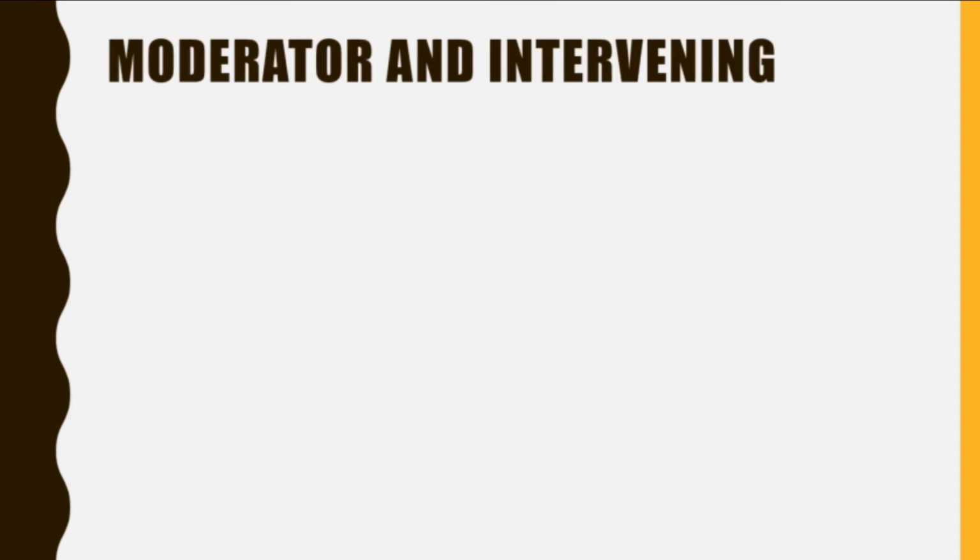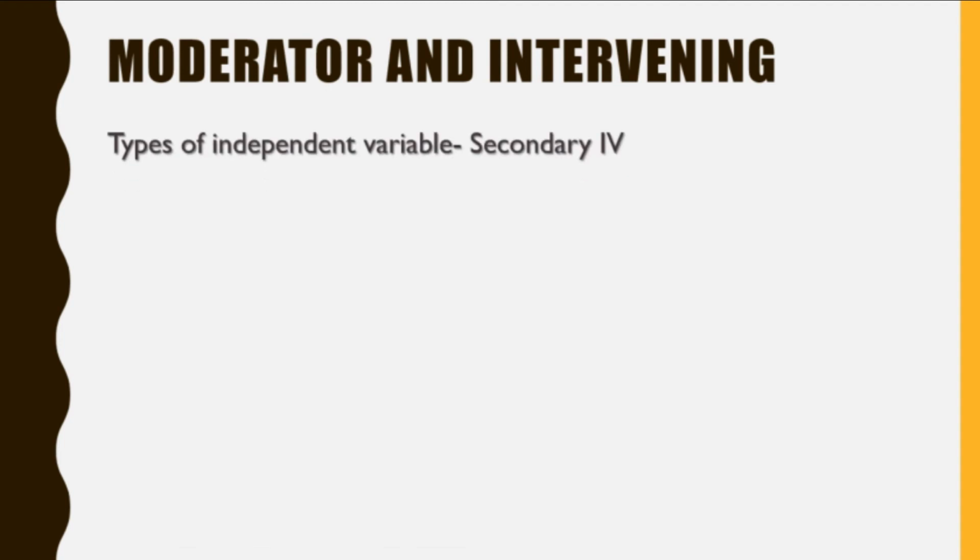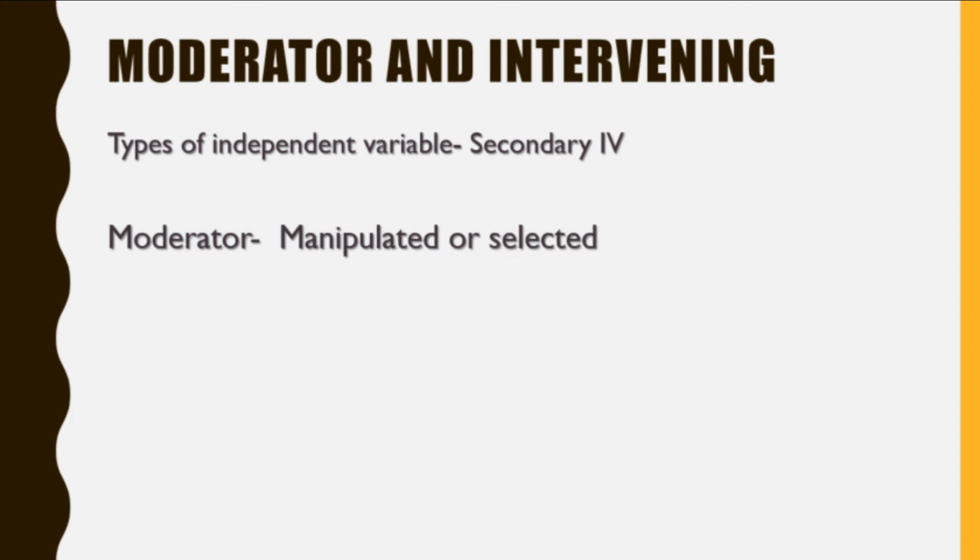Next is moderator and intervening variable. These two types have a very good relation with the extraneous variable. They are also called types of independent variable and secondary independent variable, or you can say types of extraneous variable. It's not directly an independent variable, but it is an extraneous variable. Its effect on the dependent variable is not directly measured or seen, but it has an influence.